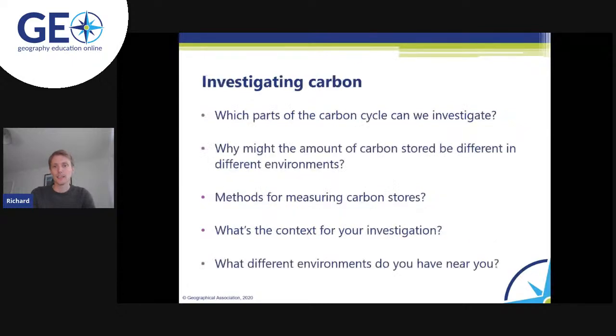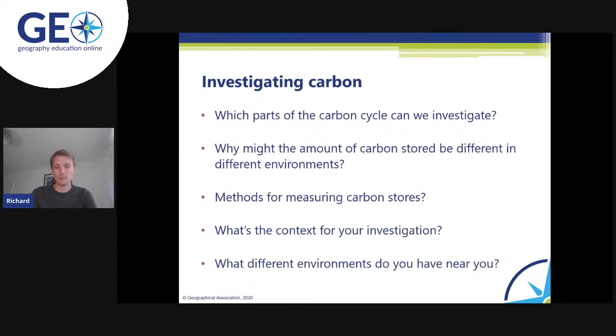So what we're going to be looking at this afternoon. First off, we're just going to think about the carbon cycle as a thing, and particularly focusing on which bits of it we can actually investigate, as it is such a big concept. Then we might think about some of the environments that are around and where carbon is actually stored in the places we have NEAs. So where can we investigate? Then I'm going to take you through a range of fieldwork techniques and methods you can use for measuring carbon stores if you're going to go out and do some fieldwork on this subject.